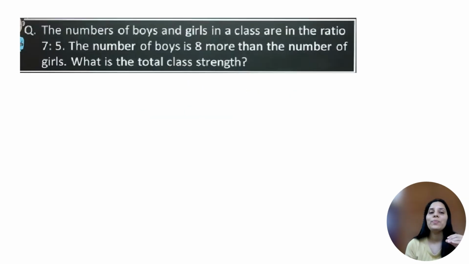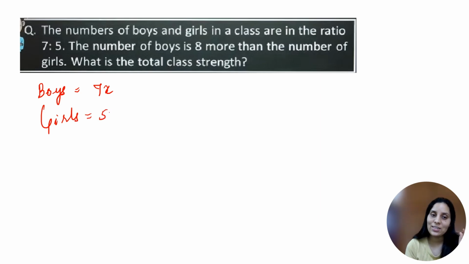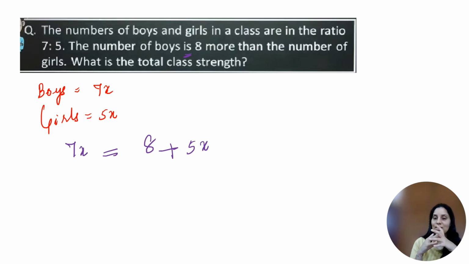Now next one. The number of boys and girls in a class are in the ratio 7 is to 5. Again, ratios are given. So boys ratio is 7x and girls ratio is 5x. Okay. Now next part of the question. The number of boys is 7x. Is means equal to 8 more, means plus, than the number of girls, 5x. What is the total class strength?